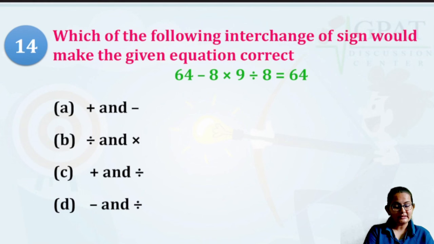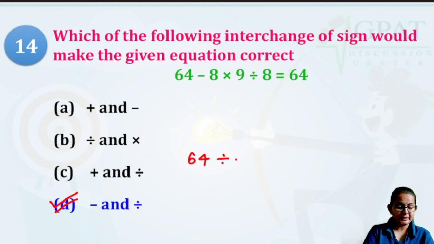Then this is the equation where you have to change the sign. Once you change the sign, you will get the correct answer. Interchanging the signs to get this particular 64 as the correct answer. So you have to change 2 signs, and after changing the signs you have to get 64 as the answer. So the correct answer would be minus and division. You have to try every option and then take this. You have to interchange it.